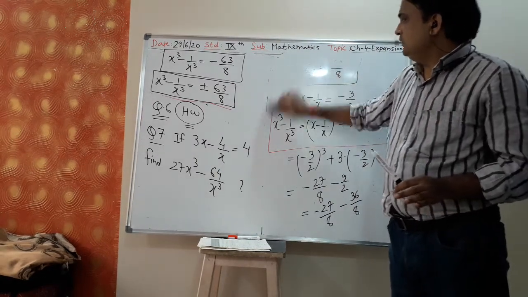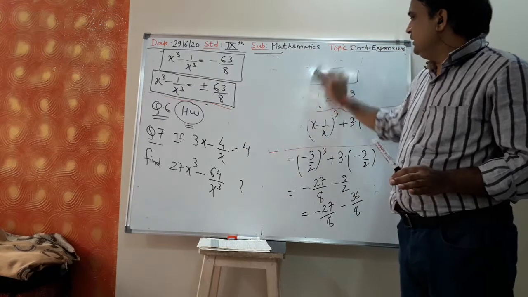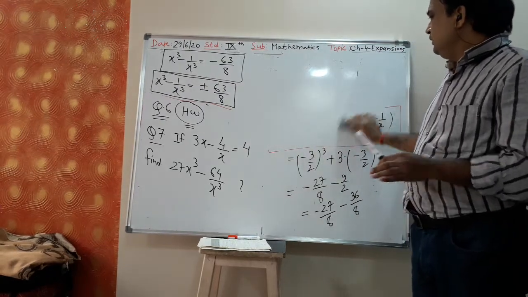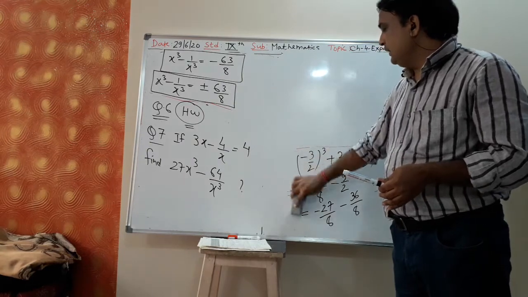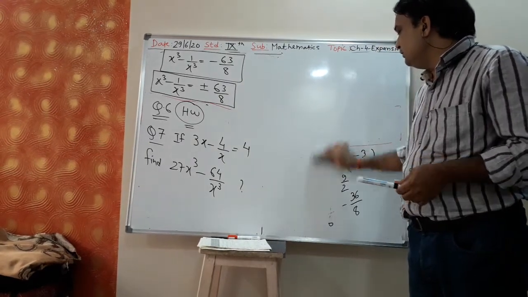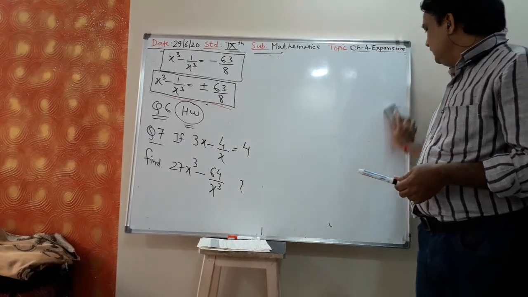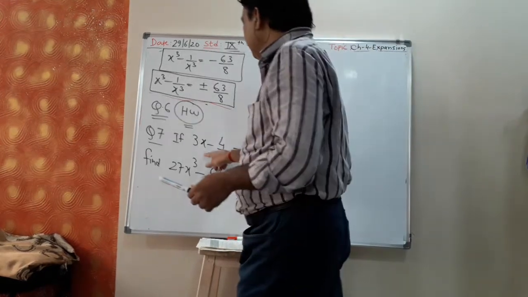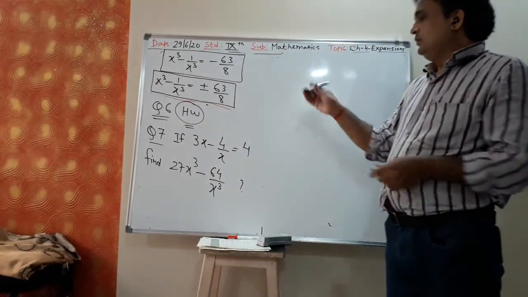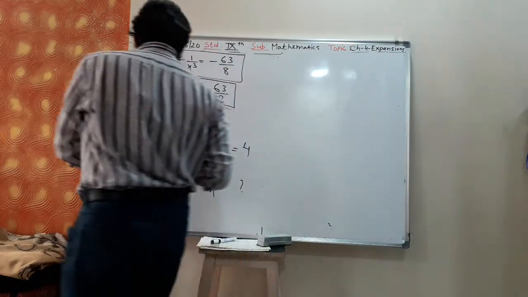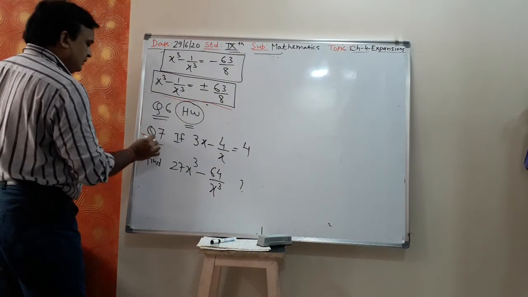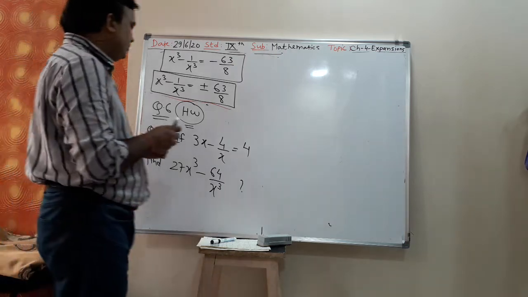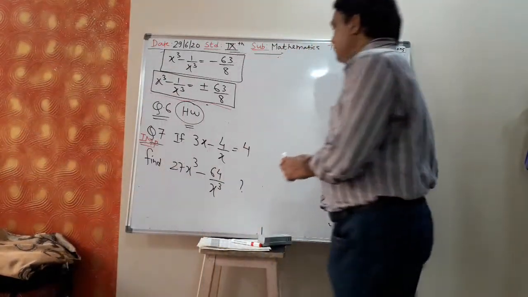Okay. Yes. Now see, just now one of the students asked me to find the cube for x minus 1 upon x is minus 3 by 2. How will you find the cube? The same question I am going to solve by that. So question number 7 also you mark important. Wherever formulas are there, such type of problems carry 3 to 4 marks. 3x minus 4 upon x is 4.